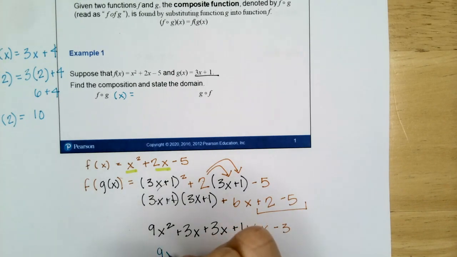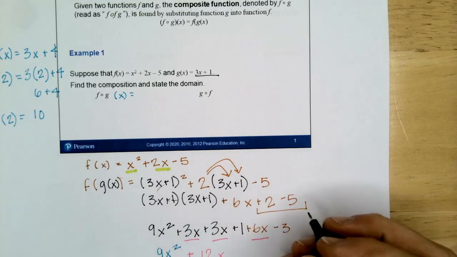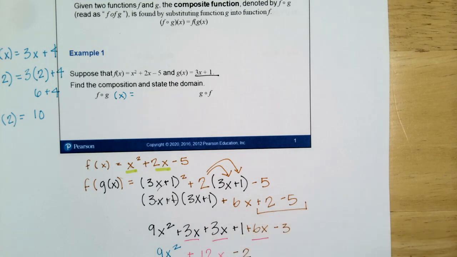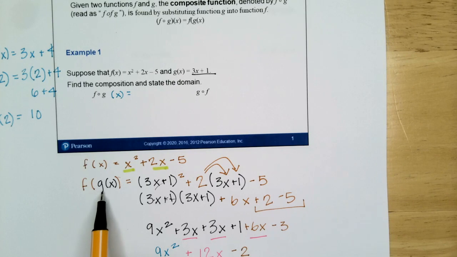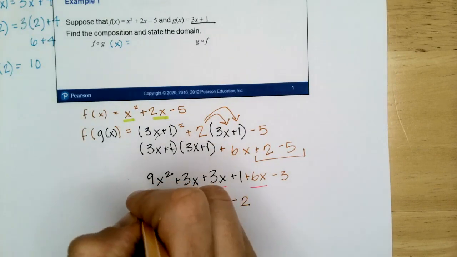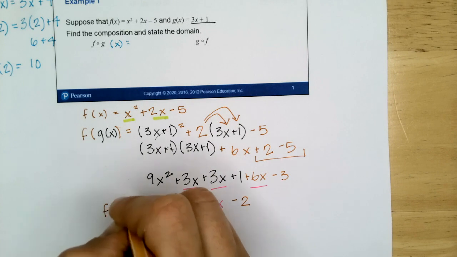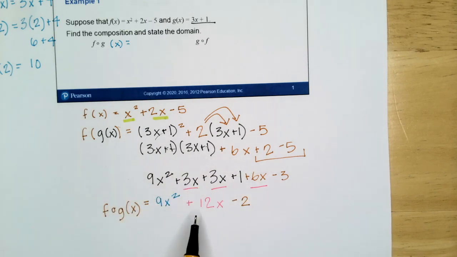We'll just leave 9x squared. Nothing to combine. We can say 3x and 6 becomes 12x. And then plus 1 minus 3 is a negative 2. Good. F of g of x is equal to 9x squared plus 12x minus 2. Good. We found it by substituting the g of x into the f of x.